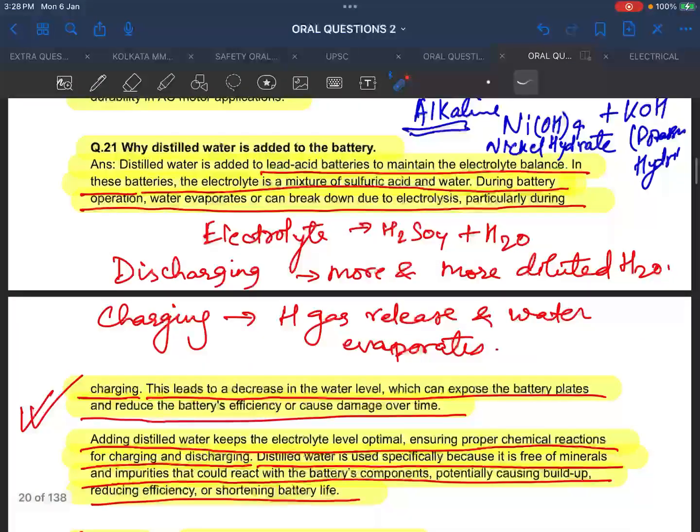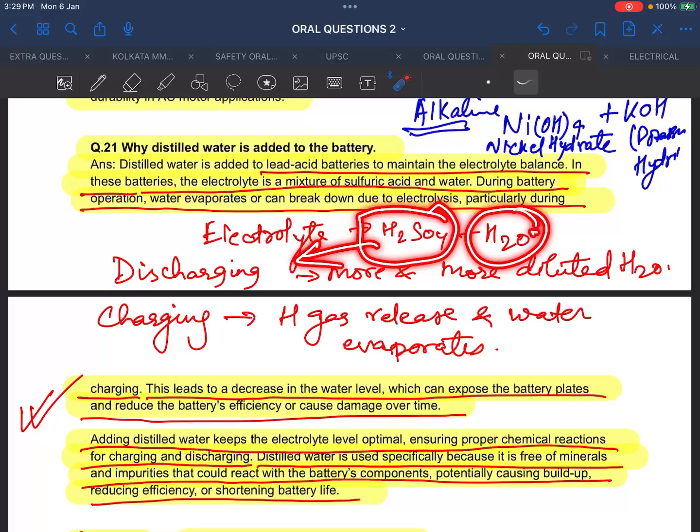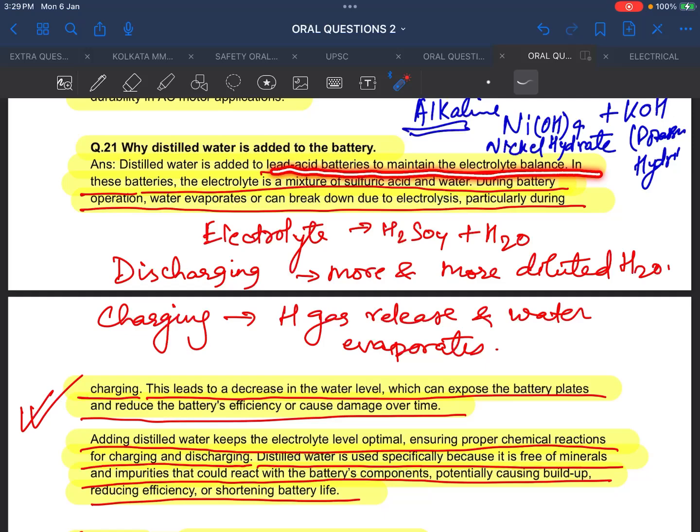So the electrolyte in the lead acid battery is sulfuric acid and water. At the time of discharging, due to the chemical reaction, it becomes more and more diluted with water. The sulfuric acid concentration will fall, and water concentration will increase. So what will happen? Distilled water is added to the lead acid battery to maintain the electrolytic balance.